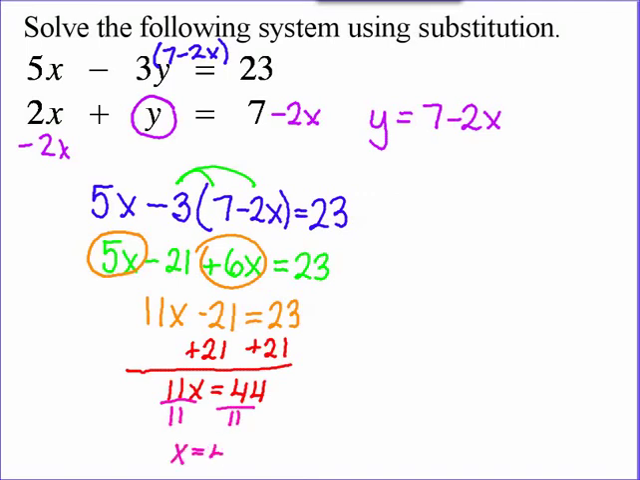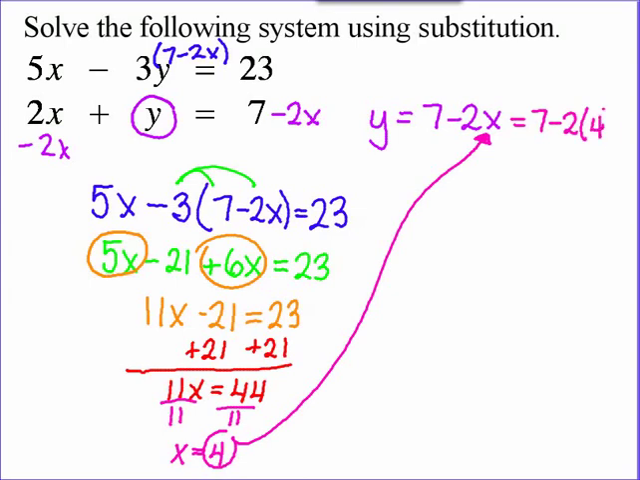4. Very good. So now what I'm going to do is I'm going to take that 4 and come back here and plug it right in here for x. And that will tell me what my y value is. So I end up having 7 minus 2 times 4. Well, what is 2 times 4? 8, so I have 7 minus 8, which is -1. So my solution is the ordered pair (4, -1).